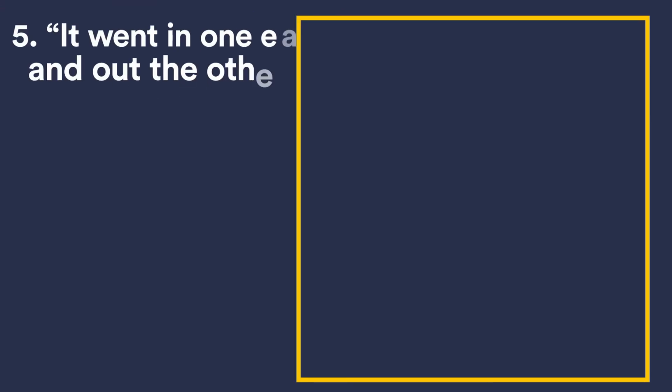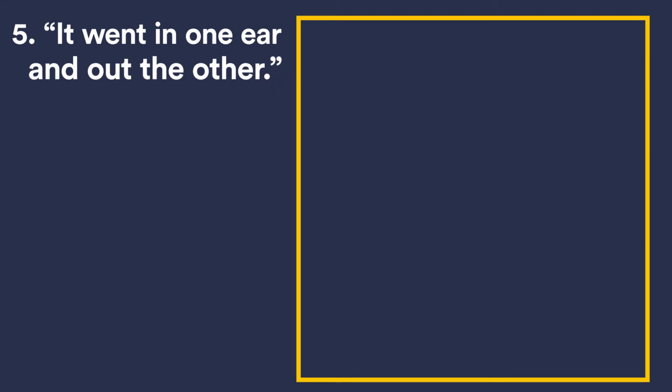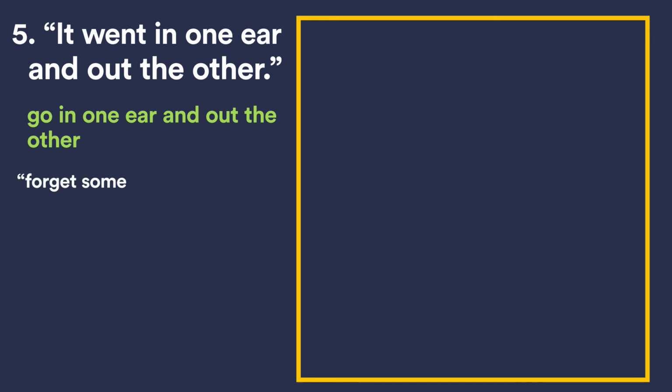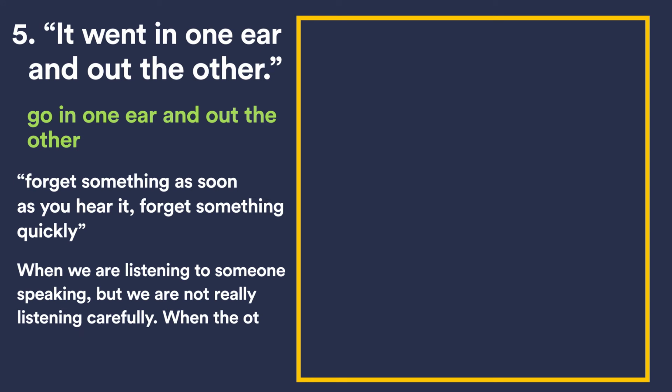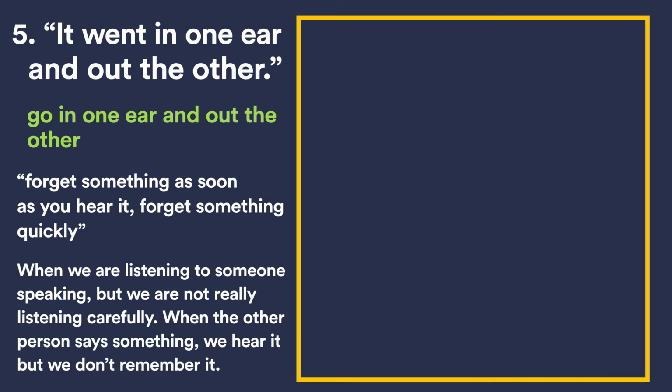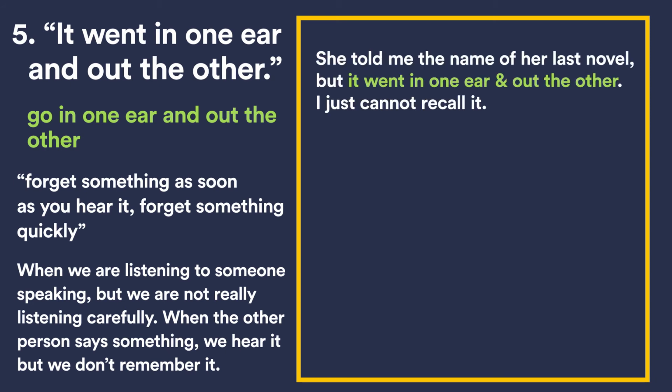It went in one ear and out the other. To go in one ear and out the other means to forget something as soon as you hear it. Forget something quickly. When we are listening to someone speaking, but we are not really listening carefully. When the other person says something, we hear it, but we don't remember it. Here's an example. She told me the name of her last novel, but it went in one ear and out the other. I just cannot recall it.